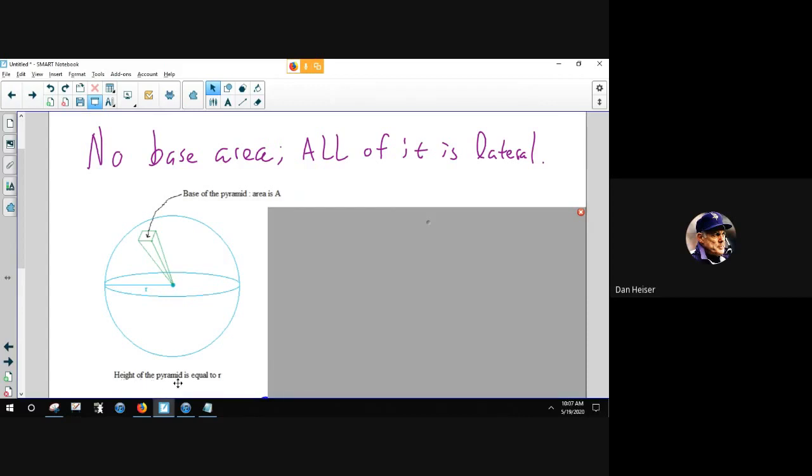We know that the height of the pyramid is equal to the radius because the distance from the surface, from the center of that base shape to the center of the sphere, is also the radius. So all of these are radii. The slant height's a radius, the vertical height's a radius, all of these are radii because they are all on the sphere.